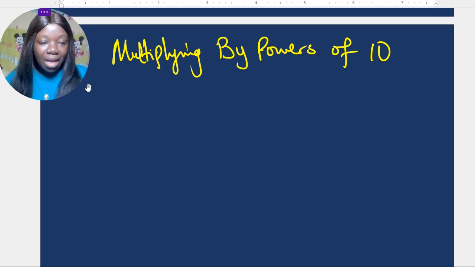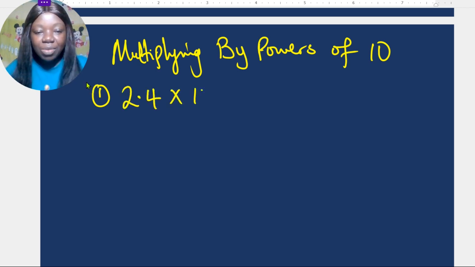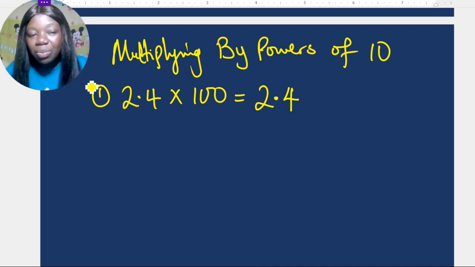Now let's look at these examples. The first one, 2.4 times 100. So I want you to pay attention. 2.4 is a decimal number, so we want to multiply by powers of 10. We'll be counting from the decimal point. We'll be shifting the decimal point 2 places to the right because 100 has 2 zeros.